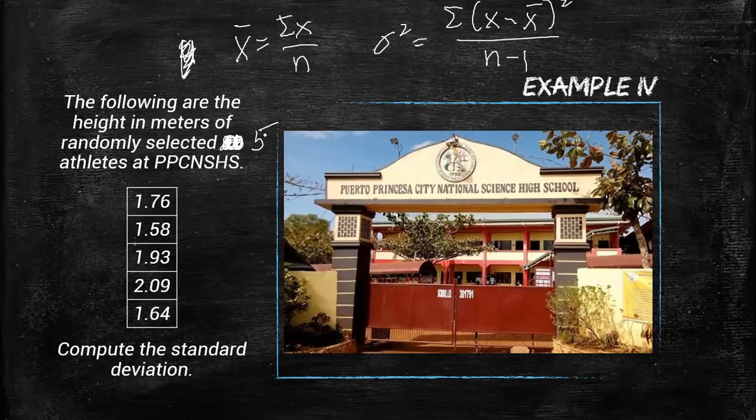Okay, check na natin kung tama yung mga answers ninyo. So the following are the heights in meters of the randomly selected 5 athletes at PPCNSHS. Same way yan ang gagawin natin, katulad kanina.